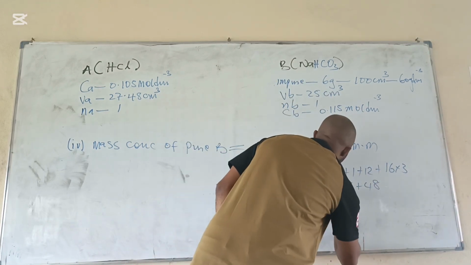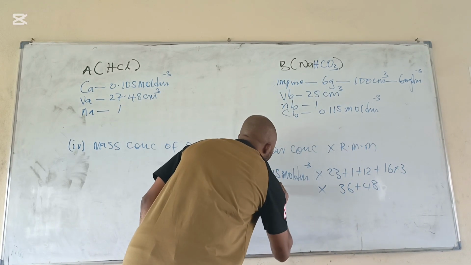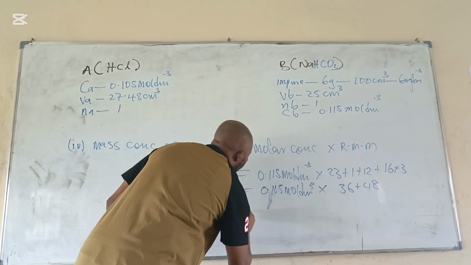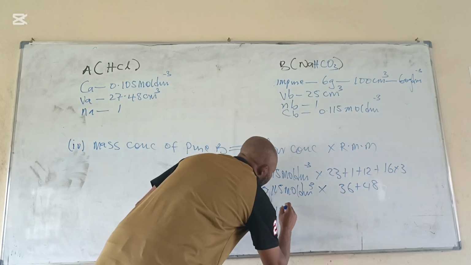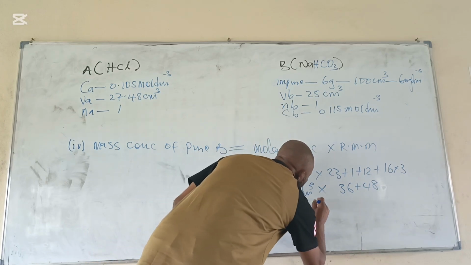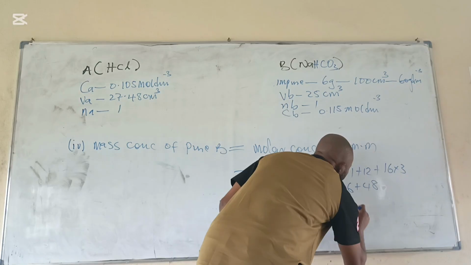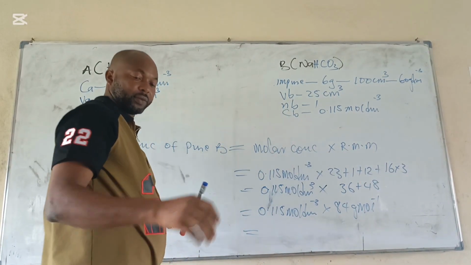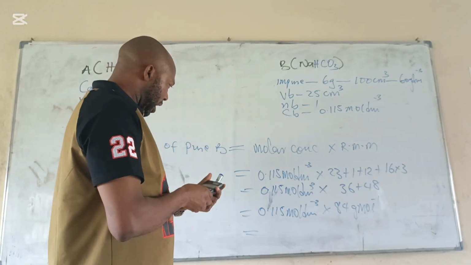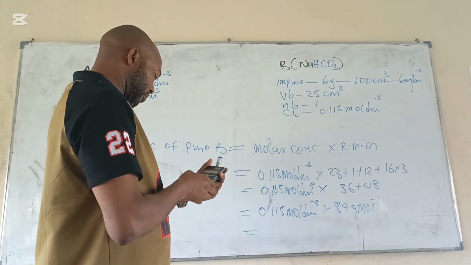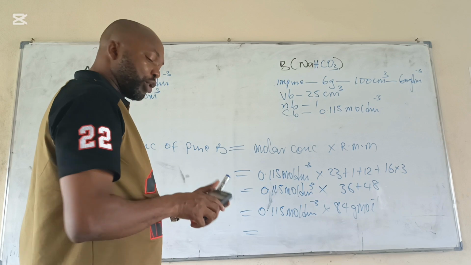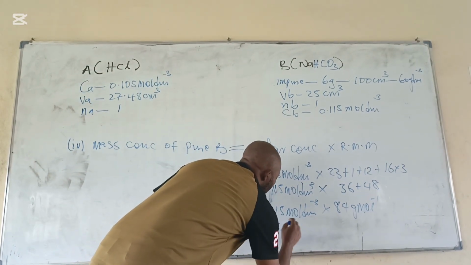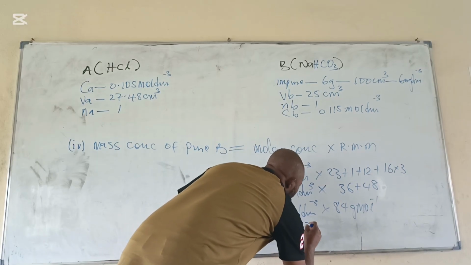So I'm going to have it this way: 0.115 mole per dm cube times 84 g per mole. That becomes 84 times 0.115, which is 9.66. This is 9.66 g per dm cube.